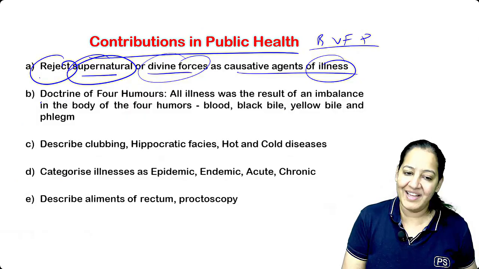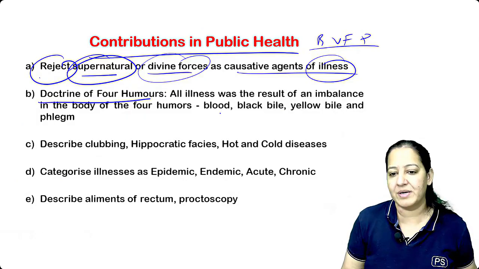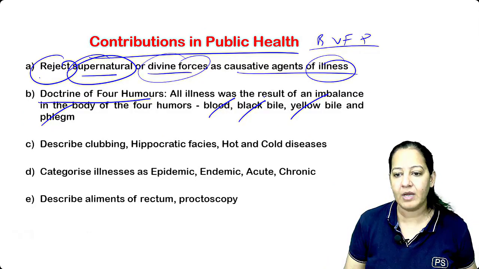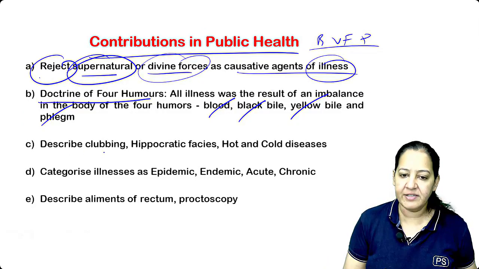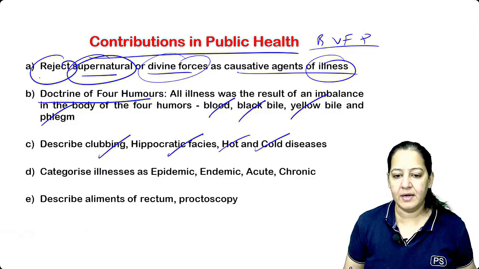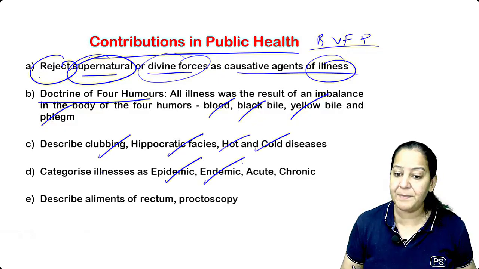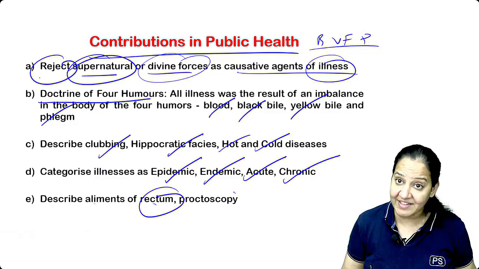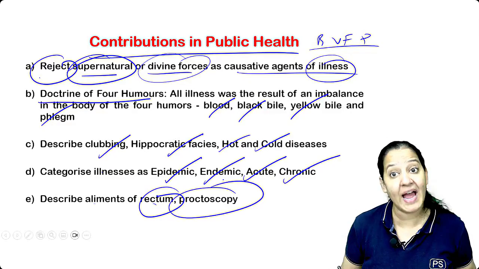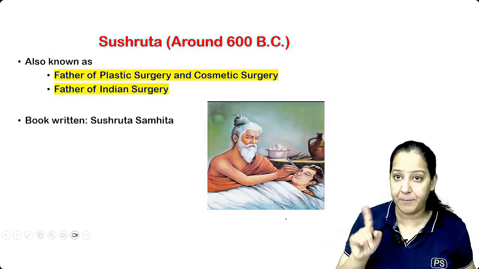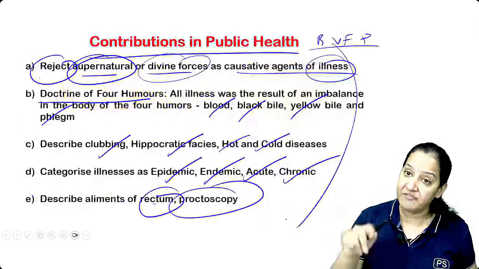He introduced the doctrine of 4 humors: blood, black bile, yellow bile, and phlegm. Disease is due to imbalance between them. He described clubbing, Hippocratic facies, and hot and cold diseases. He categorized what is epidemic, endemic, acute disease, chronic disease. He described the rectum, and he was the first to do proctoscopy, the endoscopy of the rectum. So he has given many contributions in that era. That's why he's the father of medicine and first chest surgeon.